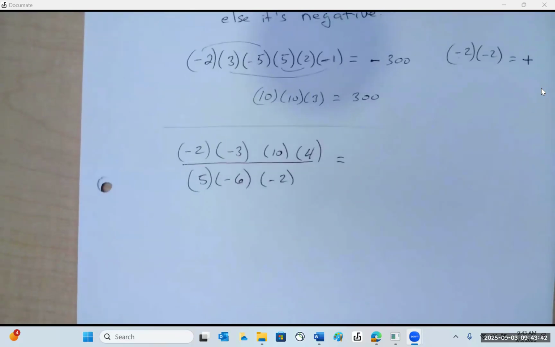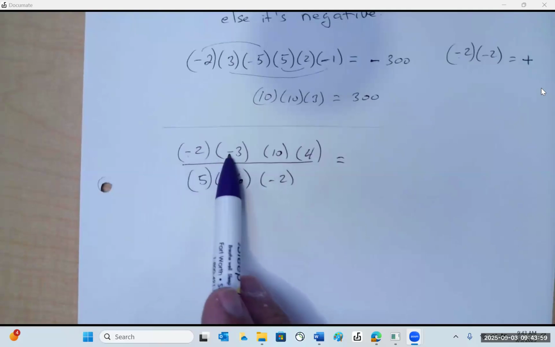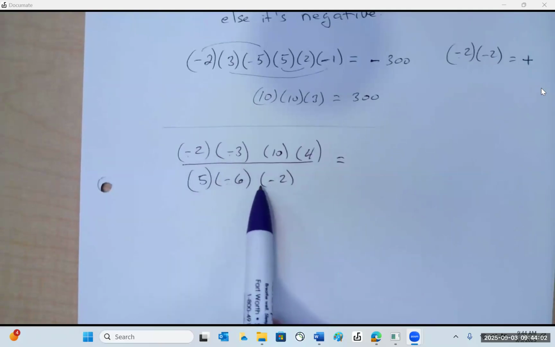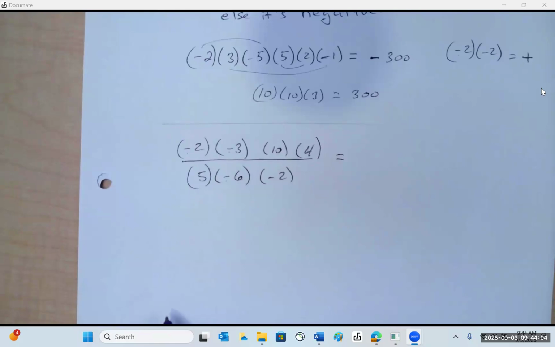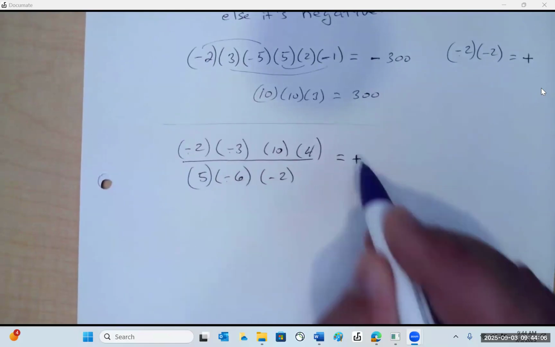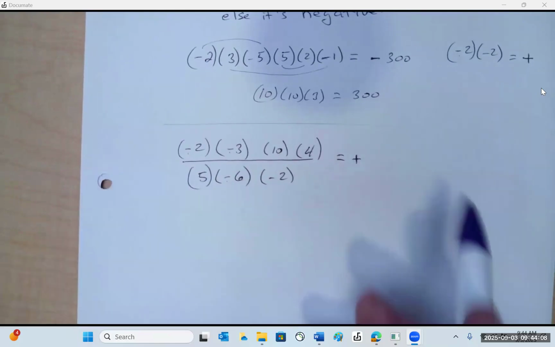Is the answer going to be positive or negative? Why? How many negative signs are there? One, two, three, four. Is four even or odd? So it's going to be a positive answer. I don't have to worry about the signs anymore.